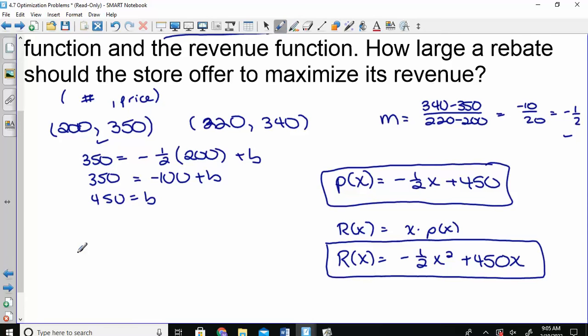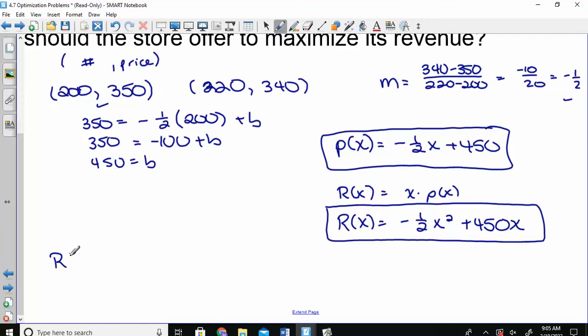All right, now what am I trying to do? What is the problem asking me to do? Maximize revenue. How do you maximize something? You do the derivative and set it equal to 0. So the derivative of my revenue would be negative x to the first plus 450. Let that equal 0 and we get x to be 450.